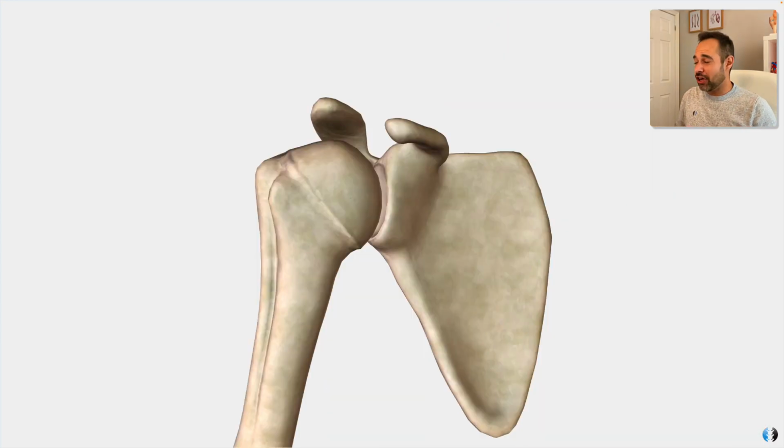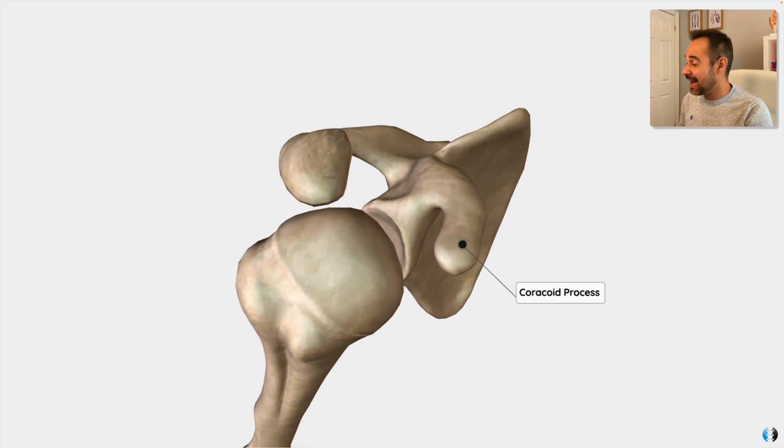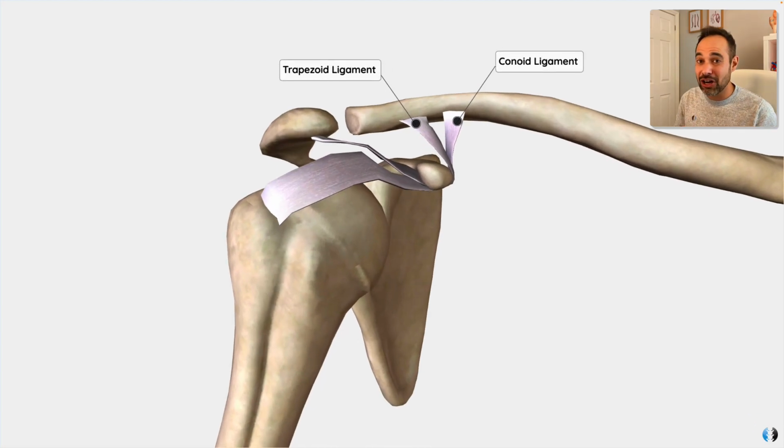So next, let's look at the front of the scapula or shoulder blade and a really important structure to this whole process, which is the coracoid process. Now, as you can see, this is also a little bit of a hooked shape structure and it sits directly underneath the clavicle or the collarbone. Why is this so important? Well, it's because it provides the attachment point for the two most important ligaments to the acromioclavicular joint, and those are the conoid ligament and the trapezoid ligament.